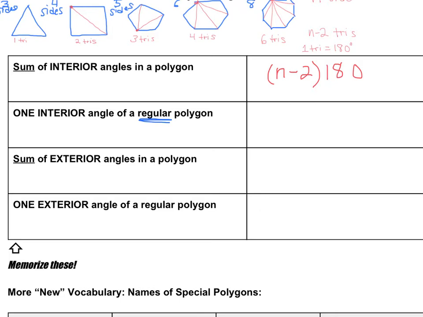But we know that the hexagon actually has 6 angles, so we're going to divide it by the number of sides. And that's what you see for this formula. We take the total, which we already know from the first formula, and we divide it by the number of sides. Pretty slick. I'm just going to write that as a reminder here. To find 1, we're going to take and divide the sum by n.